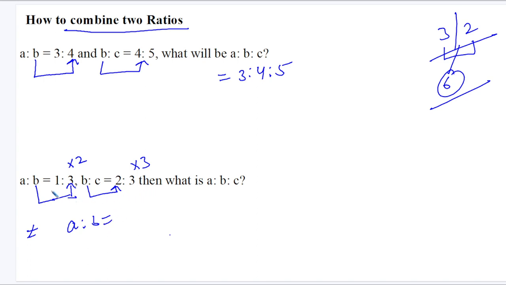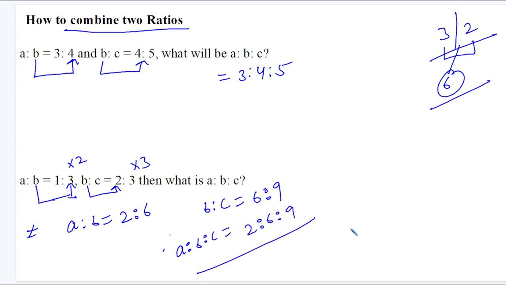not only the B. So when I multiply the first ratio by 2, I'll get 2 is to 6, and the second ratio B is to C, if I multiply by 3, I'll get 6 ratio 9. So now B is same, B is 6 here and B is 6 here. So my A ratio B ratio C will come out to be 2 ratio 6 ratio 9. That's the answer. Okay, this was about combining ratios.